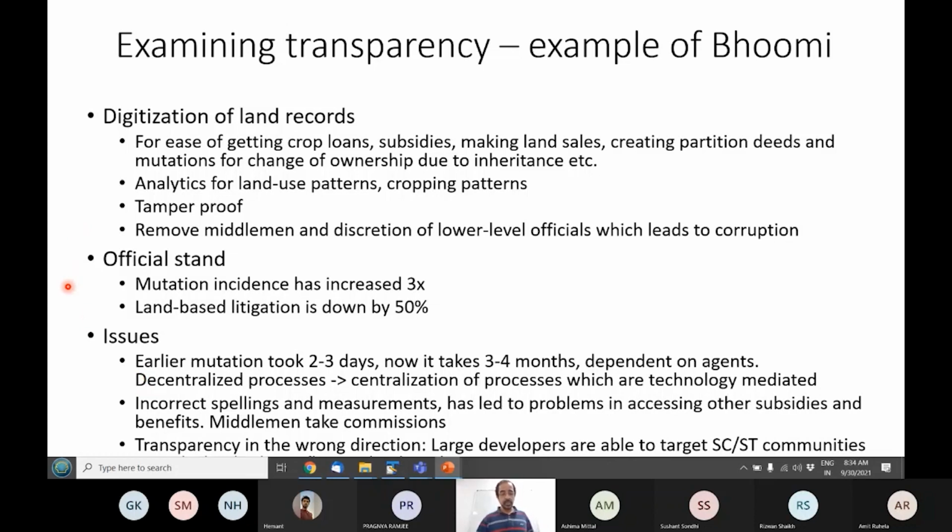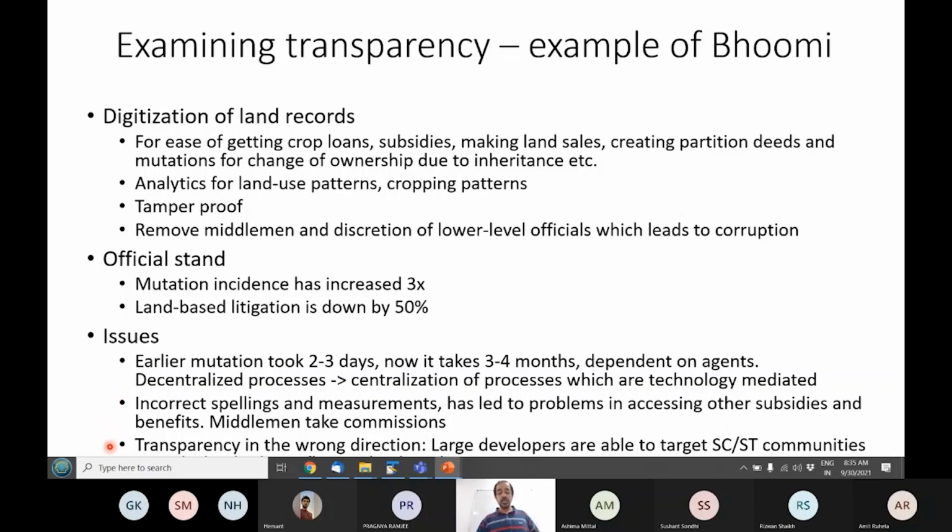We've talked about some of these things earlier also, but with land records, the idea is that you're digitizing them, and that's going to reduce corruption. When this Bhumi system was introduced, according to government reports, mutation has gone up and land-based litigation has gone down. But when you get into the details, earlier mutation took 2 to 3 days, and now it takes several months, because the whole thing has been centralized because of technology. Earlier people were able to work with the local patwari to get mutations approved, but now they have to go to agents, because these agents know how the technology works, and other problems have been introduced.